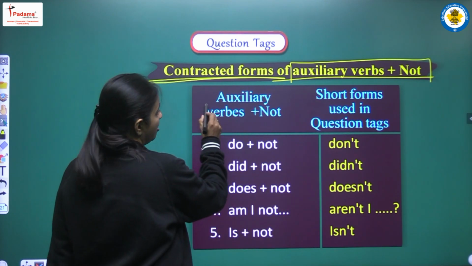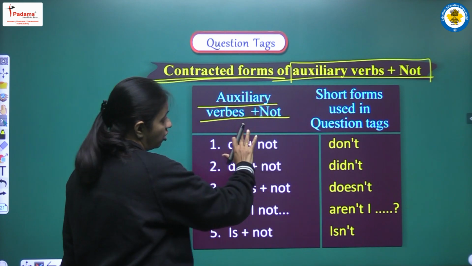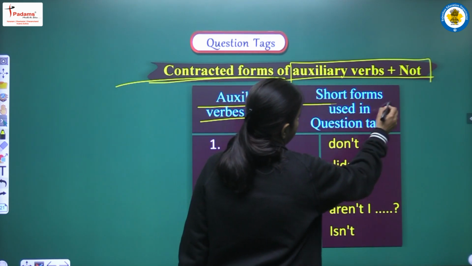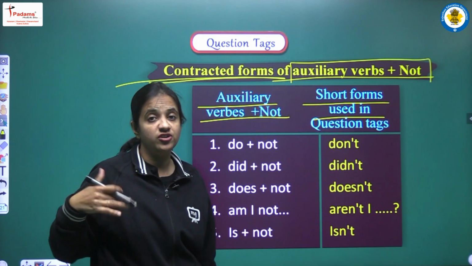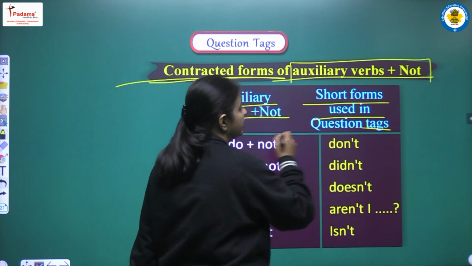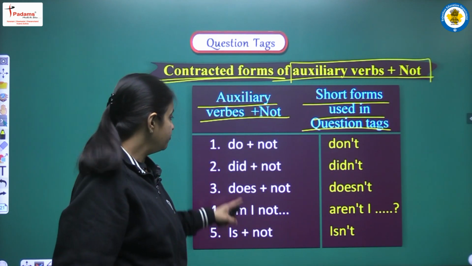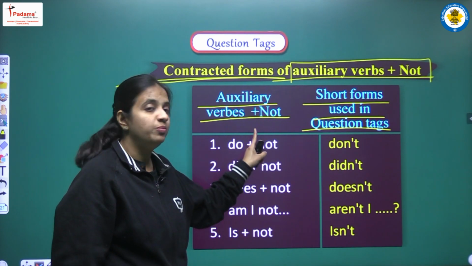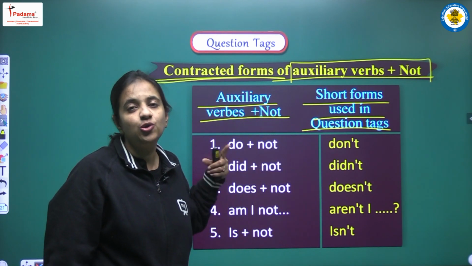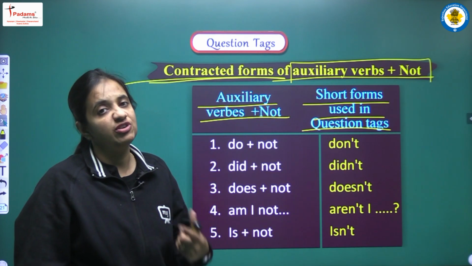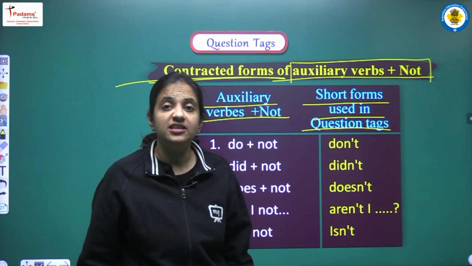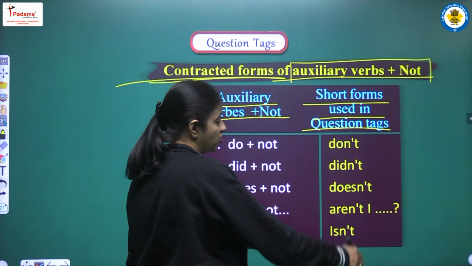So here we are having auxiliary verbs plus not, and on this side we are having the short form, or we can say the contracted form, that is used in question tags. So first of all we are having do plus not. So whenever we have to use do plus not in a question tag, then we have to write the contracted form. And what is the contracted form?